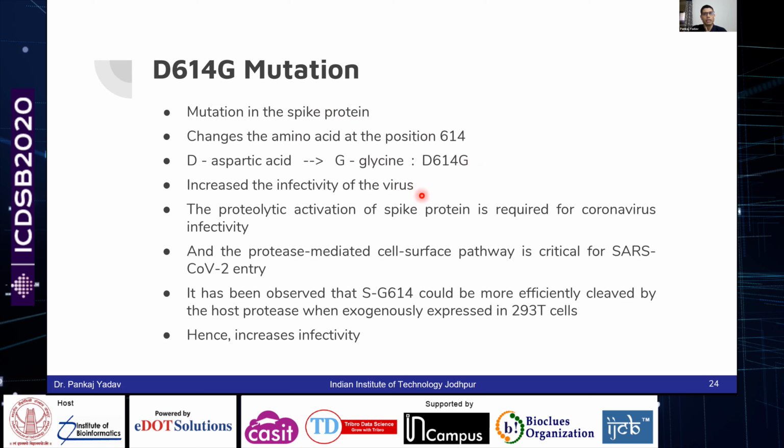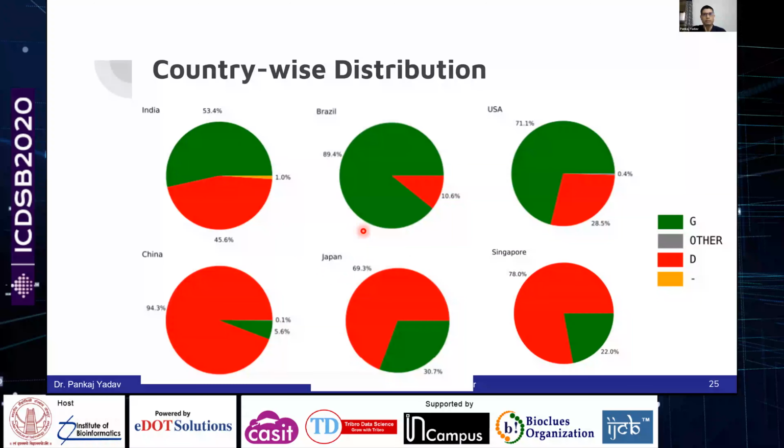As you can see, this kind of mutation has led to increased infectivity of the virus, and I will show in the next slides how this has led to countries like India and US being in worse situations compared to China and other eastern countries. Why is it more infectious? There's a biological reason behind it. The proteolytic activation of the spike protein is required for coronavirus infectivity, and as this mutation occurs, the proteolytic activation of the spike protein gets enhanced, so that's why it is more infectious.